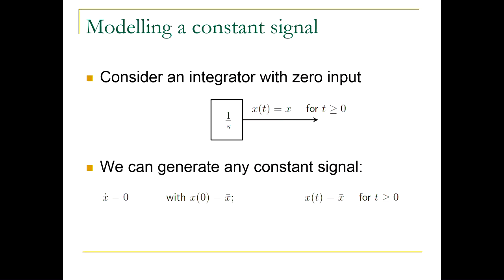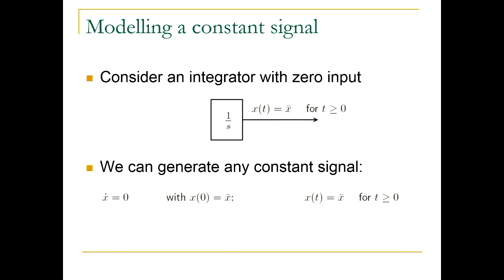But what is the solution of this equation? Well, you integrate, this is dx over dt, right? So dx is equal to 0. So when you take dt on the other side, you just get dx is 0. Integrate that from x0, right? You get that x of t is all the time equal to x bar, which is the initial condition. So we generated in this way any step or constant disturbance as the output of this block. So we saw how to do this in the last lecture.